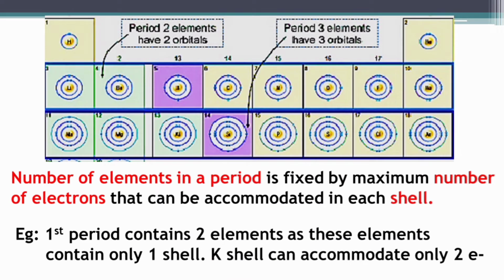The number of elements in a period is fixed by the maximum number of electrons that can be accommodated in the outermost shell. The outermost shell of elements in the first period is the K shell and it can take only 2 electrons, so there are only 2 elements in the first period. For the second period, the outermost shell is L and its capacity is 8, so it has 8 elements.